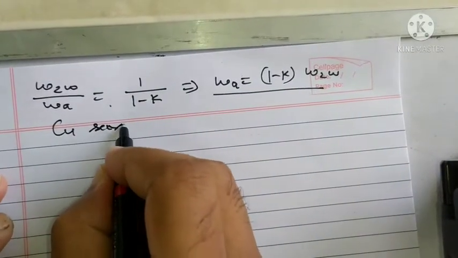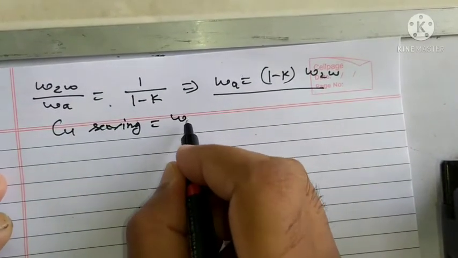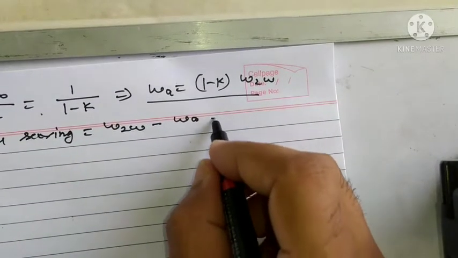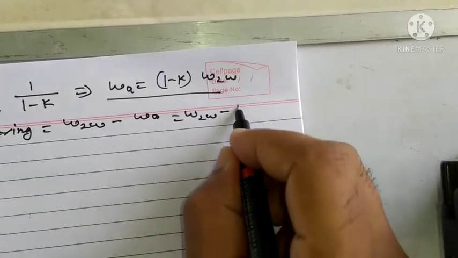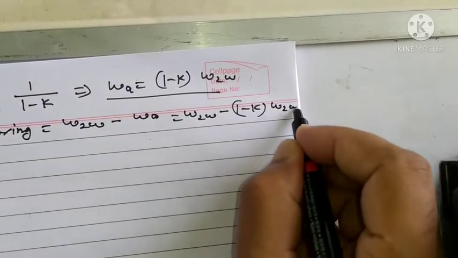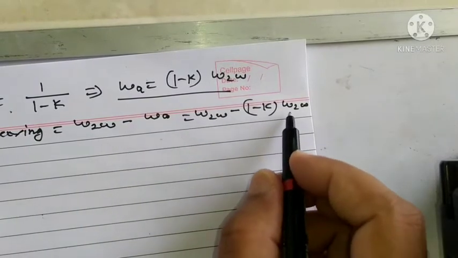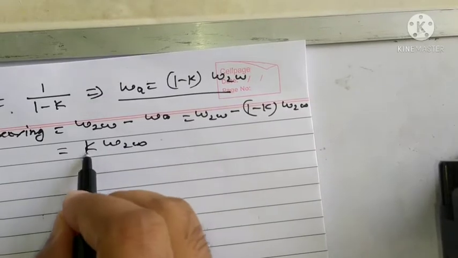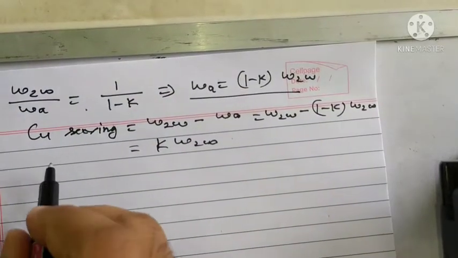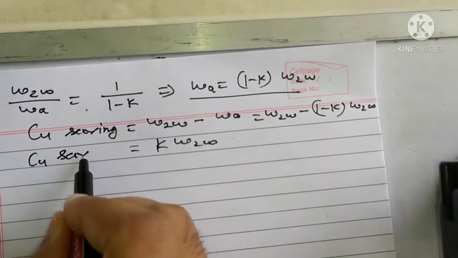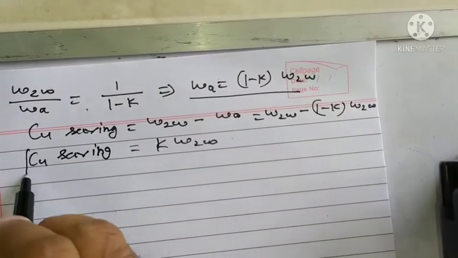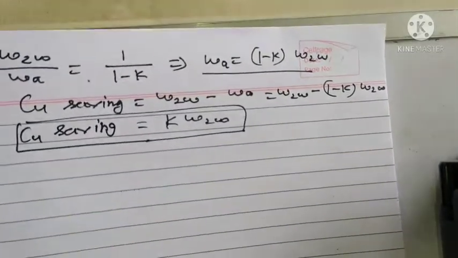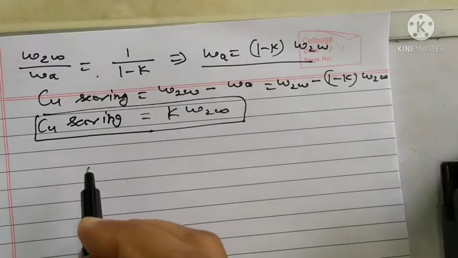Copper saving will be copper used in 2 winding minus copper used in auto transformer. So that is copper 2 winding minus 1 minus K W2 winding. So W2 winding will be cancelled, and copper saving will come as K times W2 winding. Right. So this is what copper saving in auto transformer is for a step down.